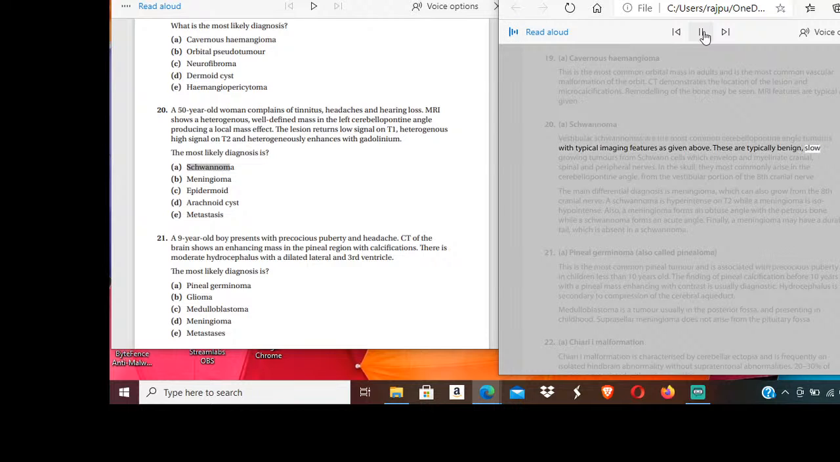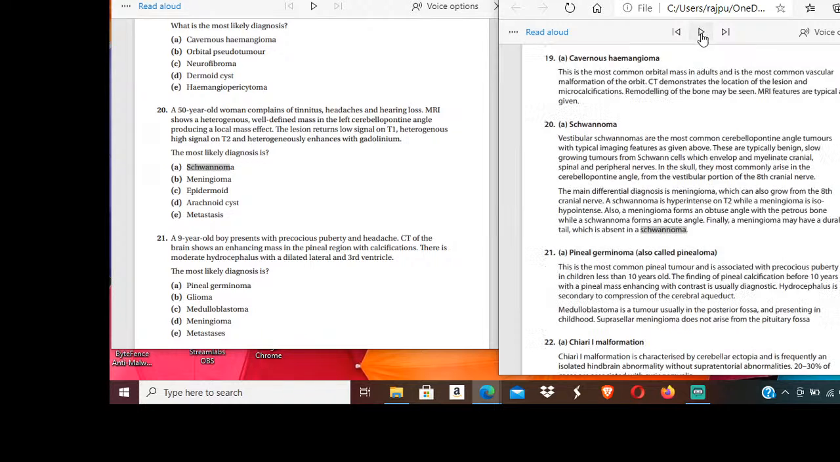These are typically benign, slow-growing tumors from Schwann cells which envelop and myelinate cranial, spinal and peripheral nerves. In the skull, they most commonly arise in the cerebellopontine angle, from the vestibular portion of the 8th cranial nerve. The main differential diagnosis is meningioma, which can also grow from the 8th cranial nerve. A schwannoma is hyperintense on T2 while a meningioma is iso- to hypointense. Also, a meningioma forms an obtuse angle with the petrous bone while a schwannoma forms an acute angle. Finally, a meningioma may have a dural tail, which is absent in a schwannoma.